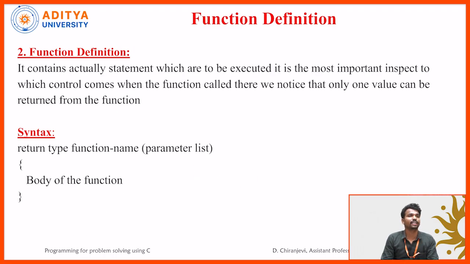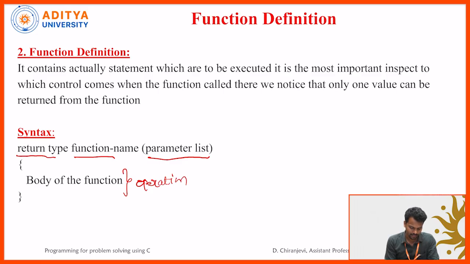Now the next one is function definition. Generally the function definition contains which operation we will perform in the function. Okay, now this definition will execute only when we call the function. Okay, then only this function definition will execute. Now let's understand this with the syntax. The syntax is, first you need to specify the same return type, then function name, then parameter list, then we will have the body. This is the body where the operation will be performed, the task will be done.